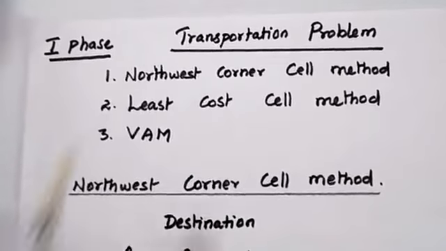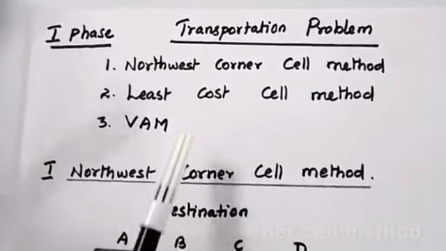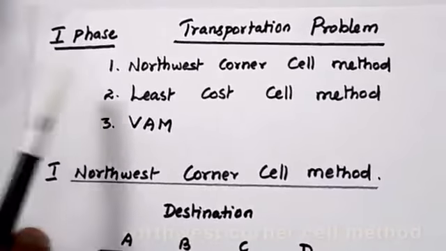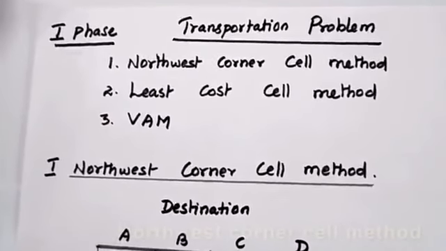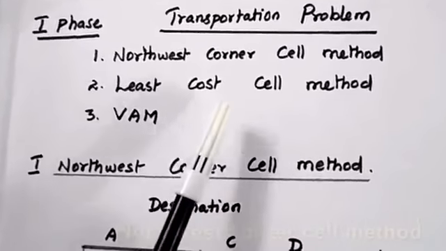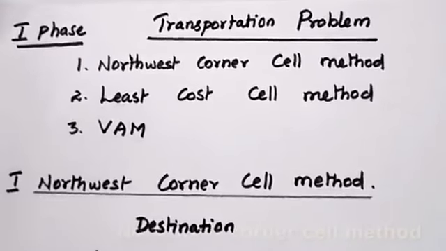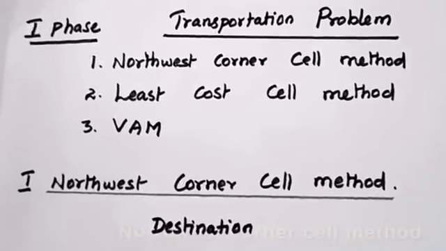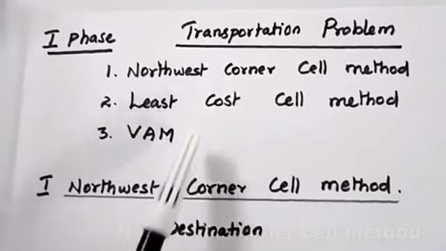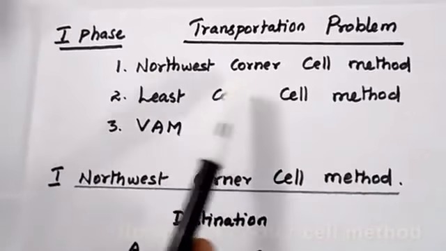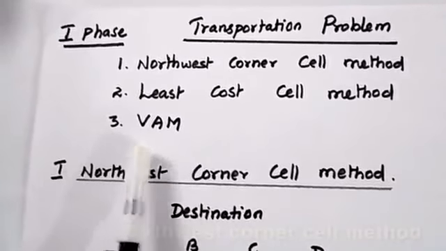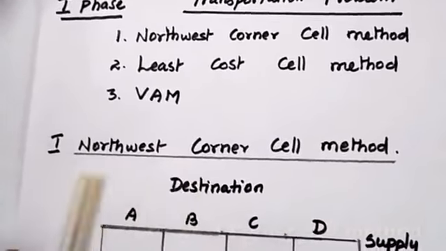Let us see the three different techniques to find the initial basic feasible solution in phase 1. I told you there are two phases of solving transportation problems. The first phase is finding the initial basic feasible solution. After finding this, we can check optimality. There are three methods available. The first one is the northwest corner cell method, the second is the least cost cell method, and the third is the VAM method. Let me explain each one clearly.